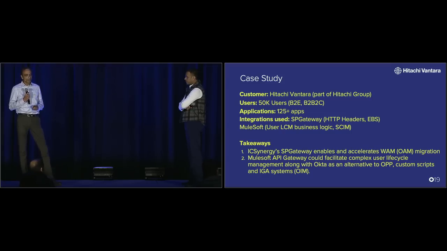Ranjeet here will talk about all the technologies we used, but the primary driver for us was really the speed of execution. Not just for the project itself of migrating to Okta, but going forward as we bring new applications into our portfolio, how quickly we can set them up on the new IDM system. Some of the technologies we use are MuleSoft for our middleware, and we use SP Gateway to connect to some of our on-prem systems.